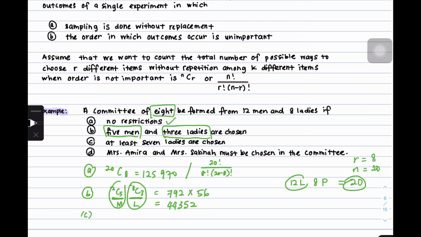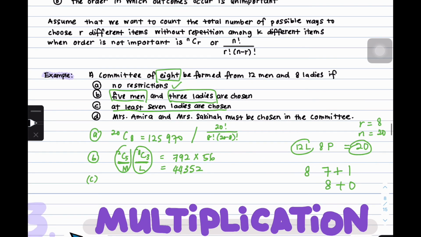Alright, next. At least 7 ladies are chosen. At least 7 ladies are chosen. Okay, so you have 2 choice. Sama ada awak pilih kesemuanya adalah perempuan, okay, ataupun kita pilih sekurang-kurangnya 7 perempuan. So ada baki berapa? Dia nak 8 orang je komiti tu. So kalau sekurang-kurangnya 7 perempuan, maksudnya sama ada 7 perempuan 1 lelaki ataupun 8 perempuan 0 lelaki. So we have dua situasi.